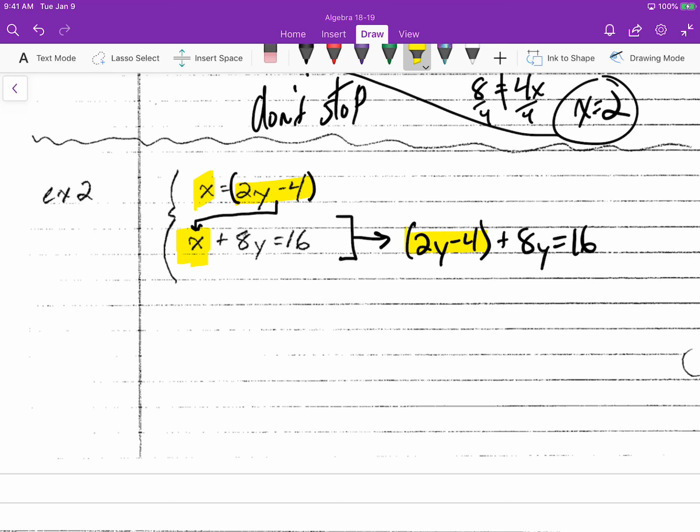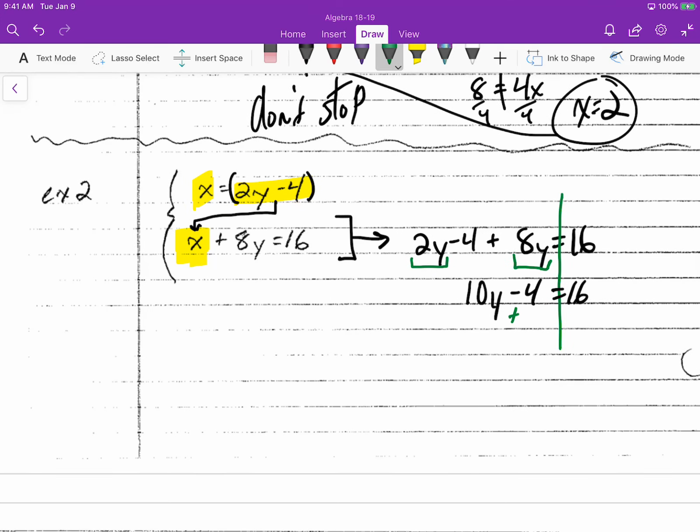Now I don't really need those parentheses because there's nothing being multiplied, there's no distributive property in this case. So I'm just going to erase those, put the plus back in there. I accidentally erased. So now be careful, this is one where the y's are on the same side as each other. So since they're on the same side, that's combined like terms. So that would turn into 10y minus 4 equals 16, and then just classic solving from there.